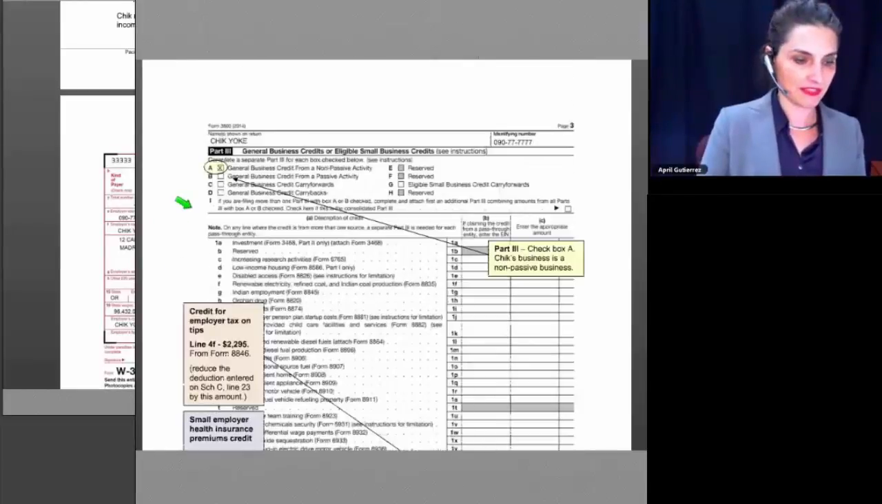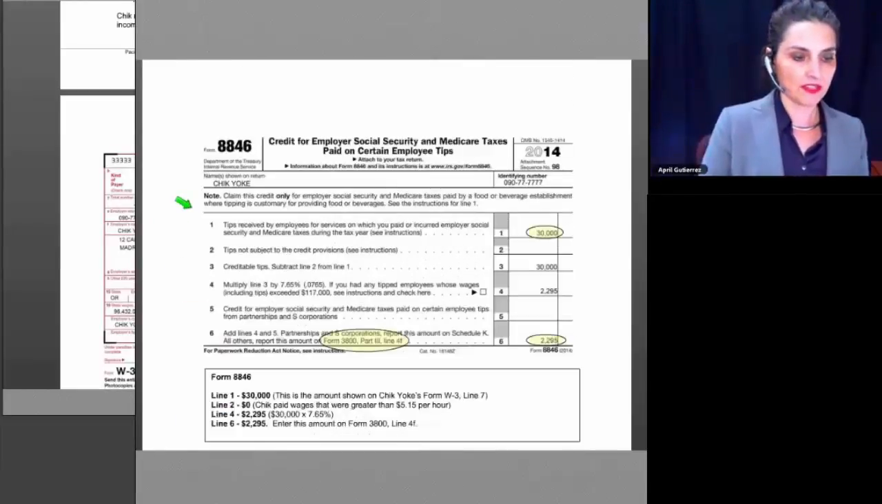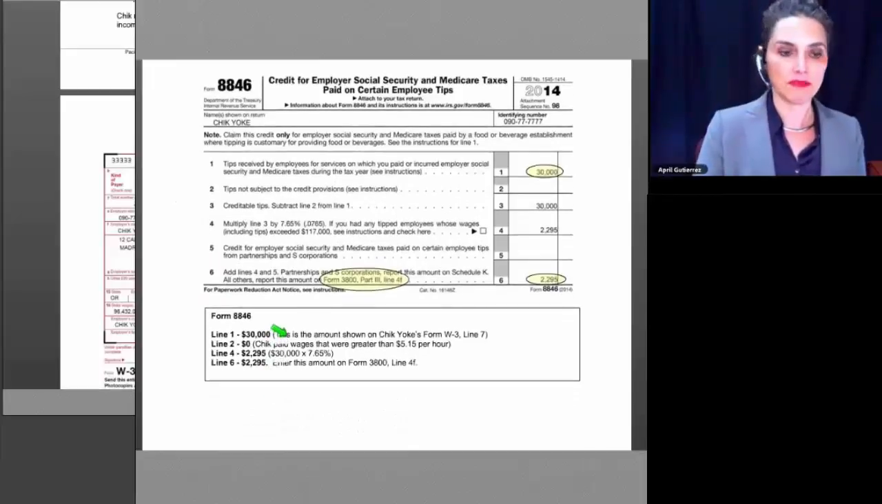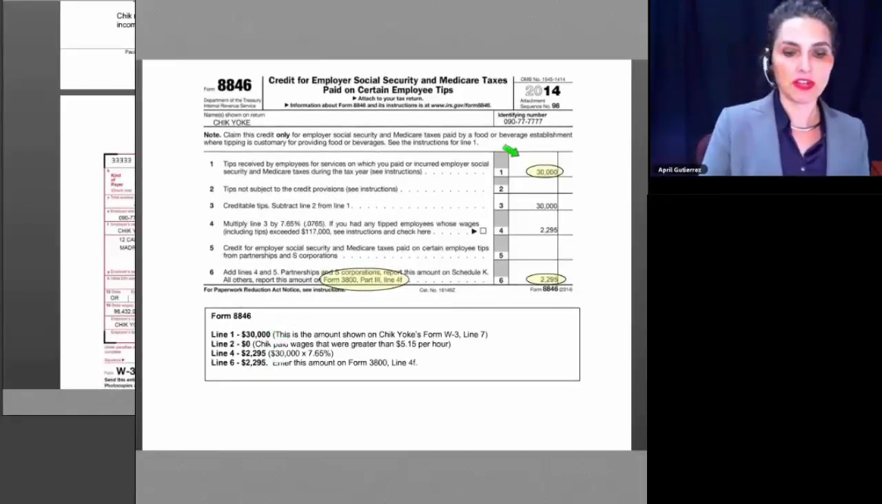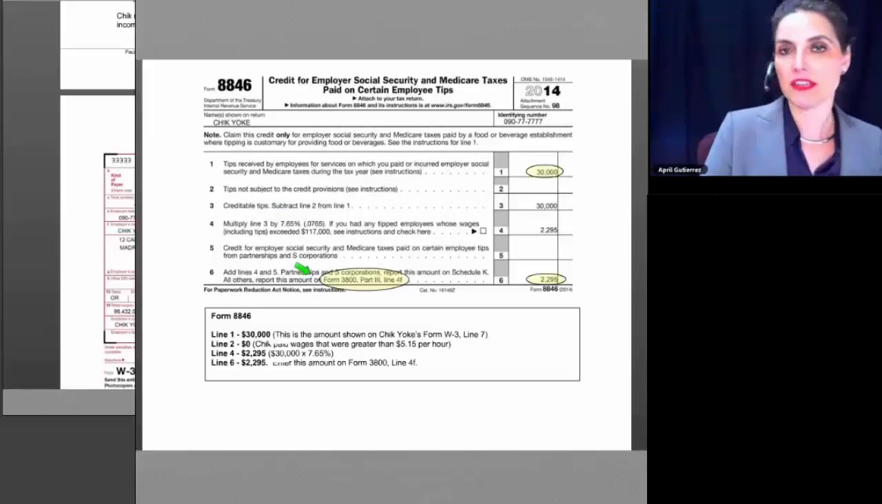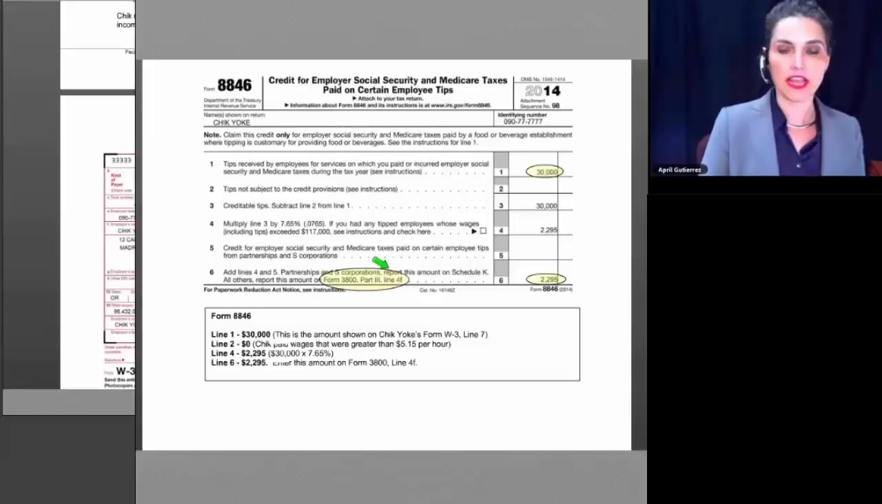Firstly, we have the 3800, but let's bounce back past that onto the credit for employers' Social Security and Medicare tax on tips. We start out with the gross tips that were reported by the employees. All of the employees received at least the minimum wage of $5.15 an hour, so there's no entry on line 2. We then take $30,000, multiply that by 7.65%. We get $2,295. And that is going to then carry to Form 3800 in Part 3 and is entered on line 4f.